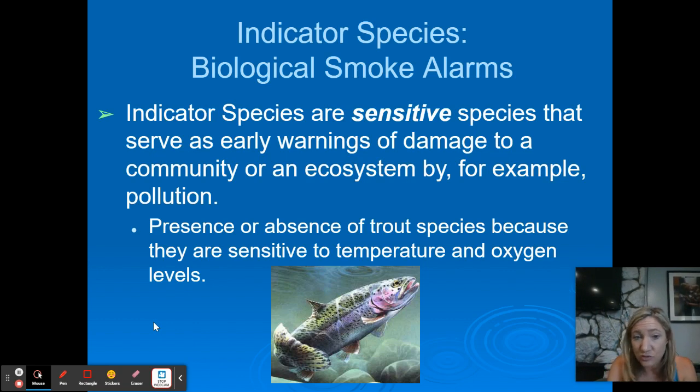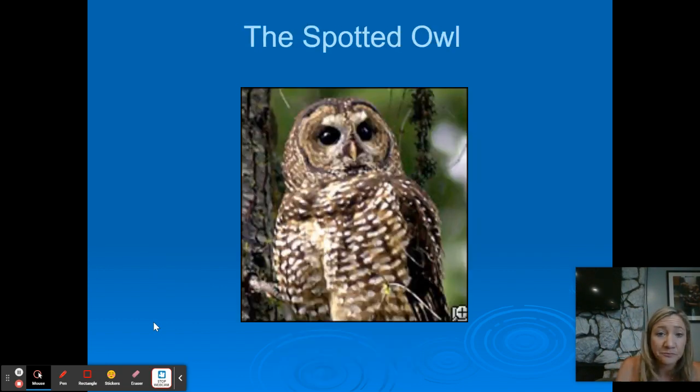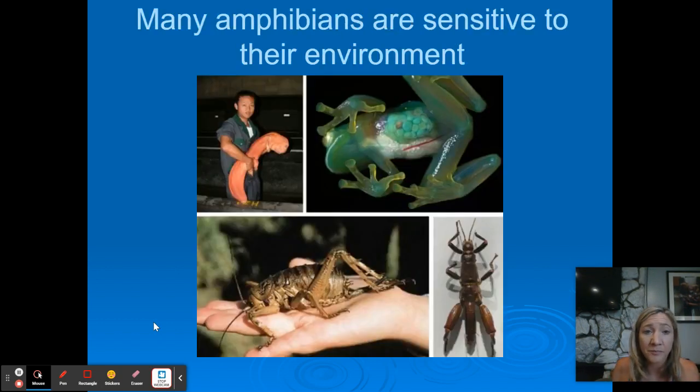So the presence or absence of trout species, because they're an indicator species, shows that there's probably a temperature or oxygen level change because they're very sensitive to those changes. The spotted owl is also an indicator species. When we see the populations of spotted owls decline, that's an indication something's going on as well.